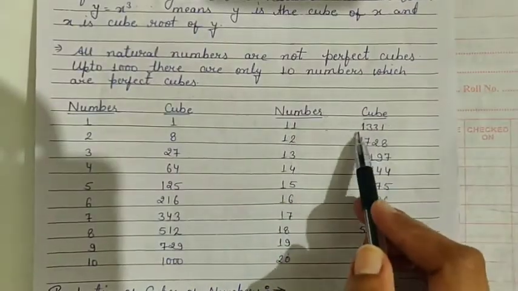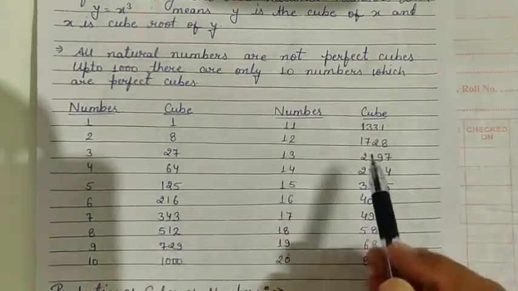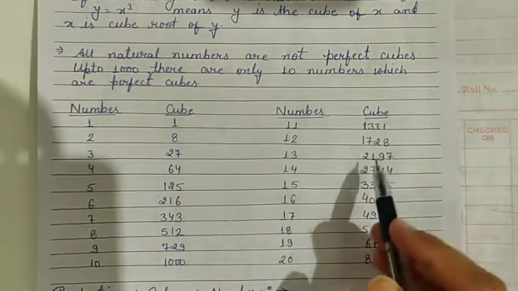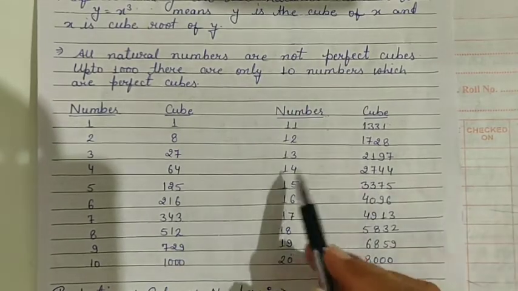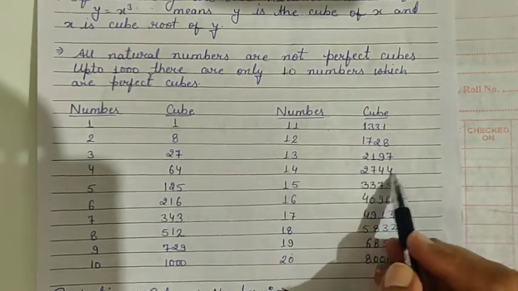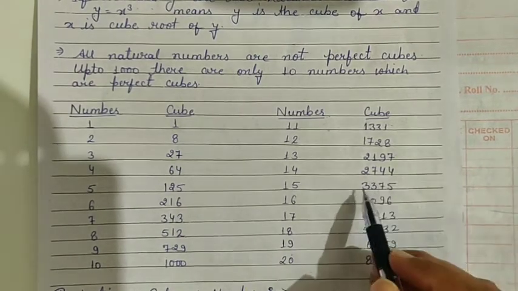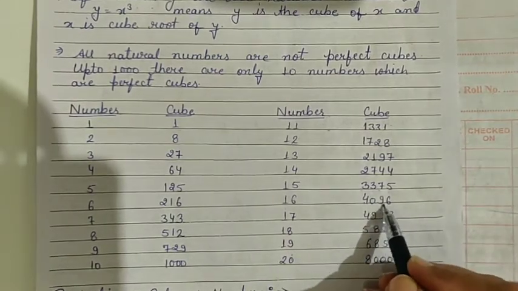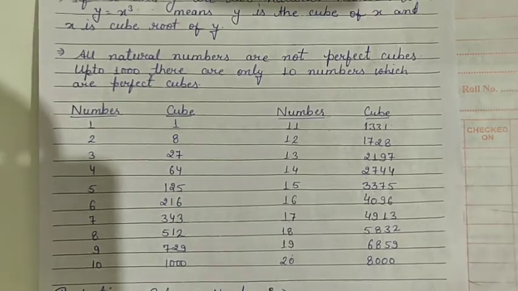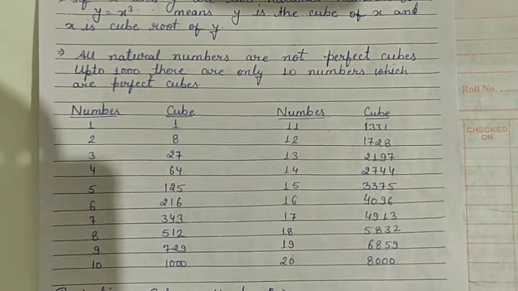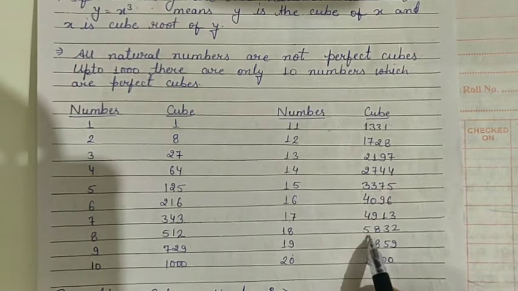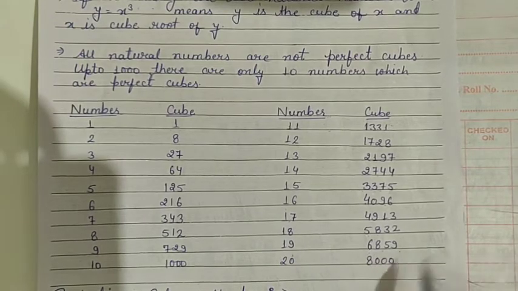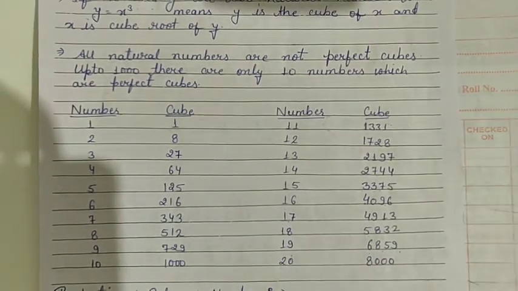Cube of 11 is 1331, cube of 12 is 1728, cube of 13 is 2197, cube of 14 is 2744, cube of 15 is 3375, cube of 16 is 4096, cube of 17 is 4913, cube of 18 is 5832, cube of 19 is 6859, and last, cube of 20 is 8000.